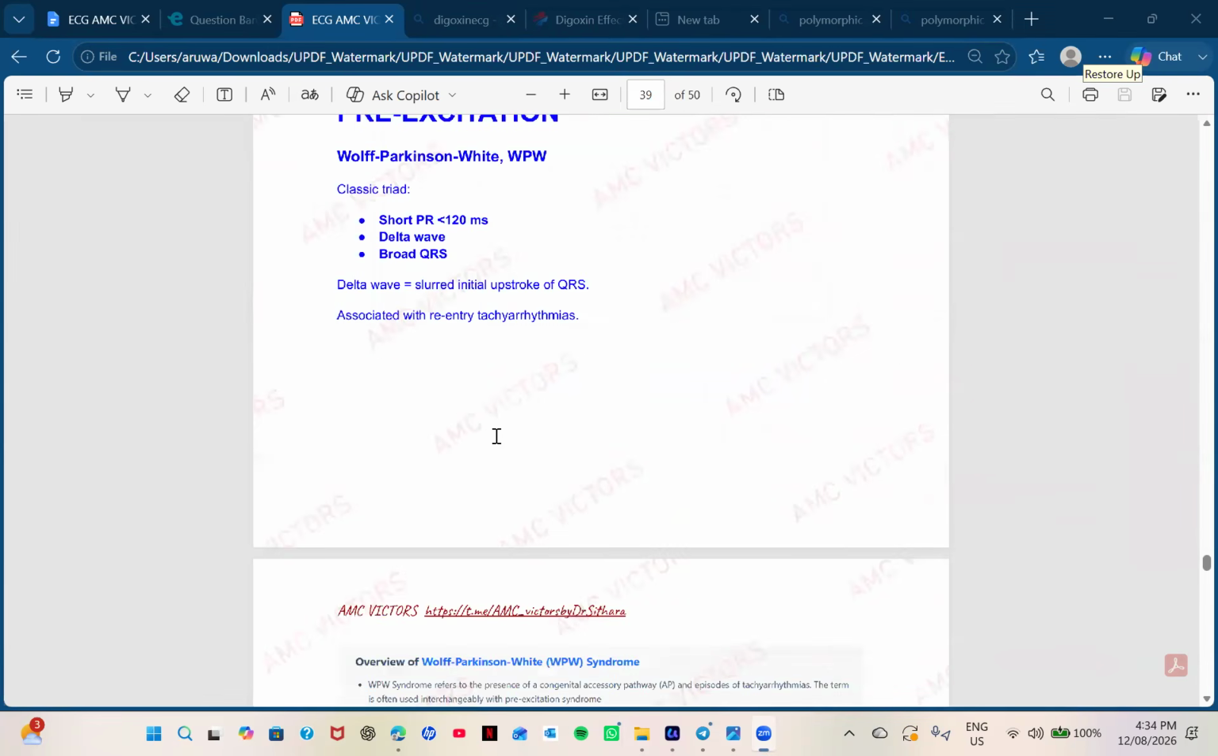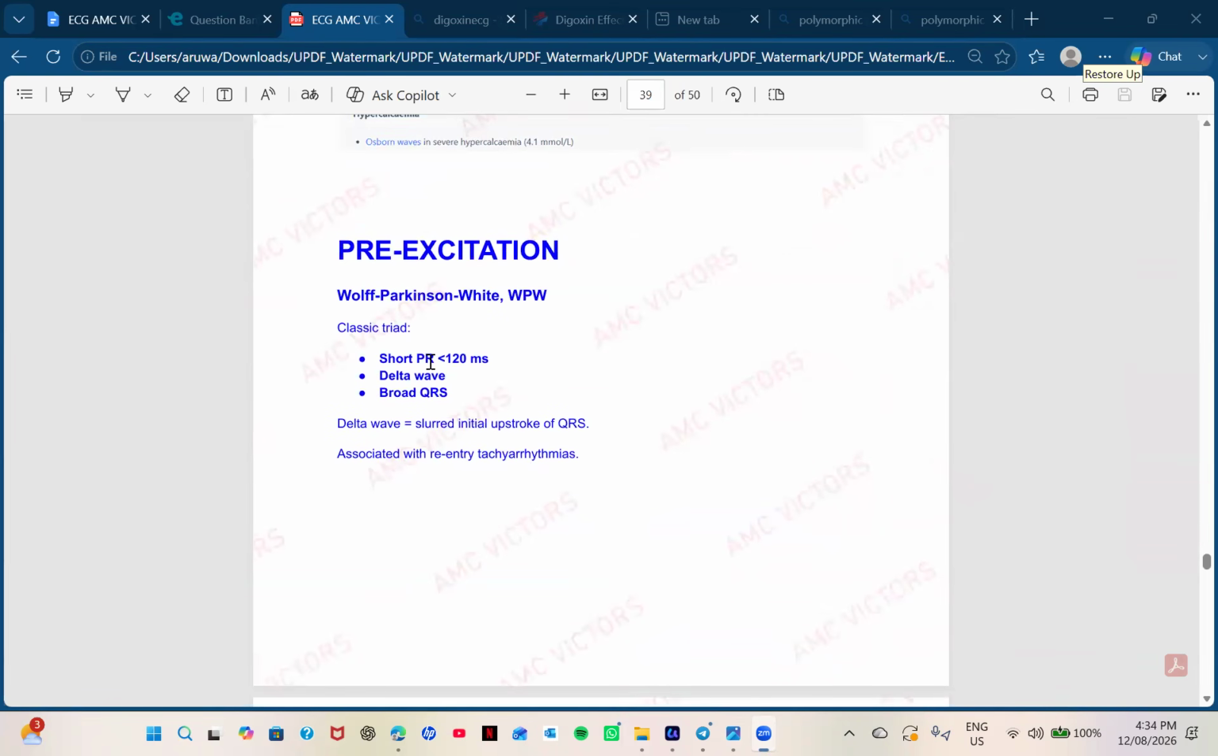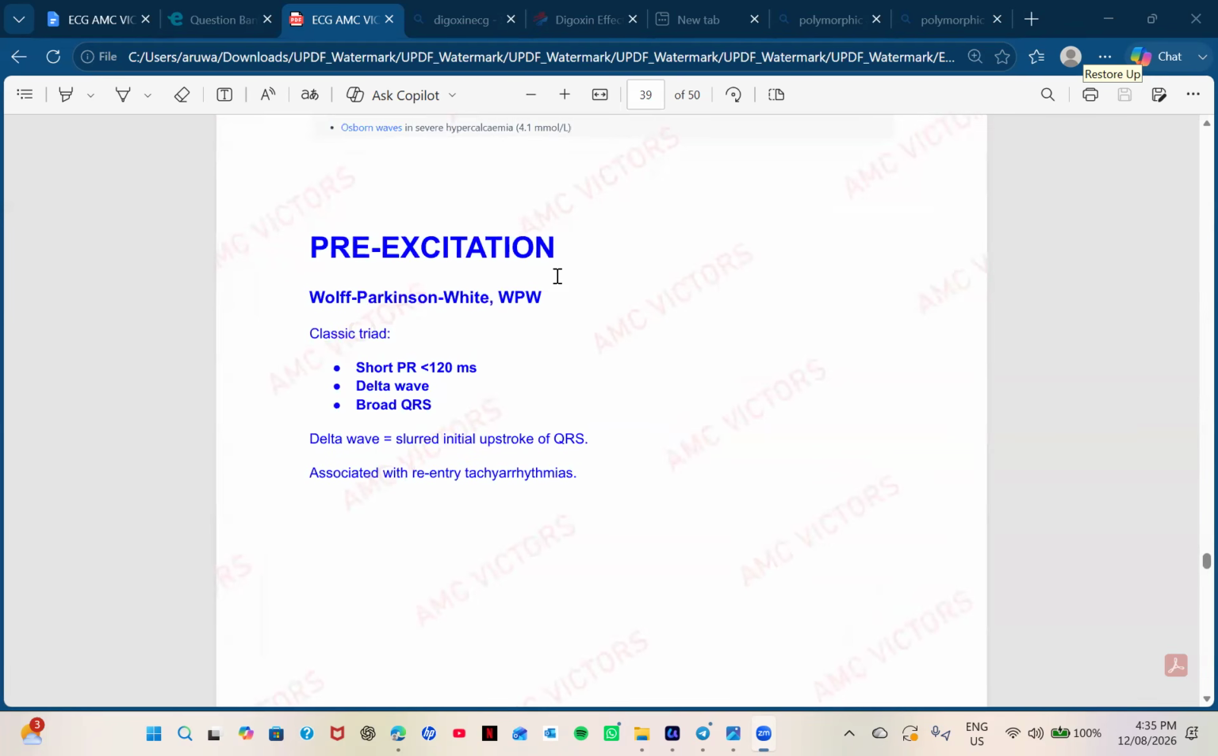Okay. Other things are pre-excitation cases. How does Wolff-Parkinson-White syndrome present? Doctors, you're understanding everything, right? I'm just quickly explaining. Is this too fast? Is everything understandable? If you have any doubt, just ask me, okay? I'm doing it quickly so that we can discuss a lot of emergency questions, because that is the practice we need, right?